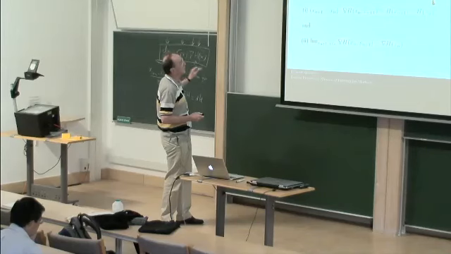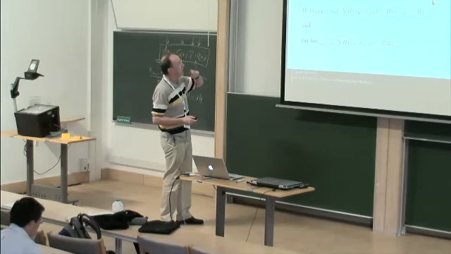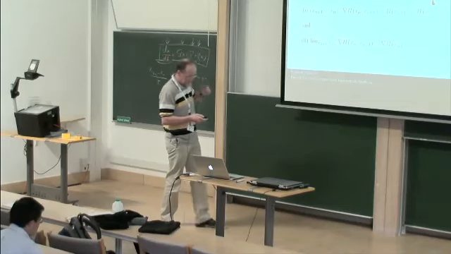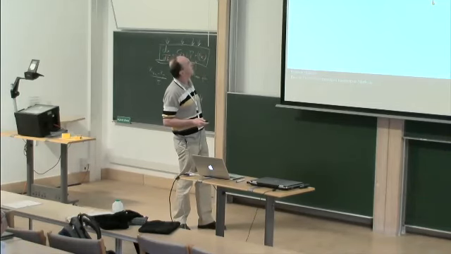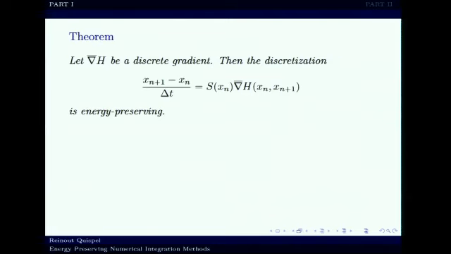Because for the time being, so I should say that, okay, well, I'll come back to that in a minute. All right, so what I claim now is that this discretization here, where instead of tau I've used delta t, so I just don't do anything with this Q matrix S, is energy preserving.